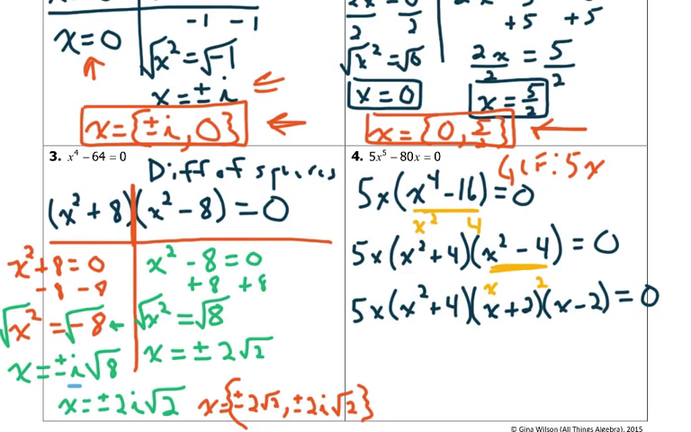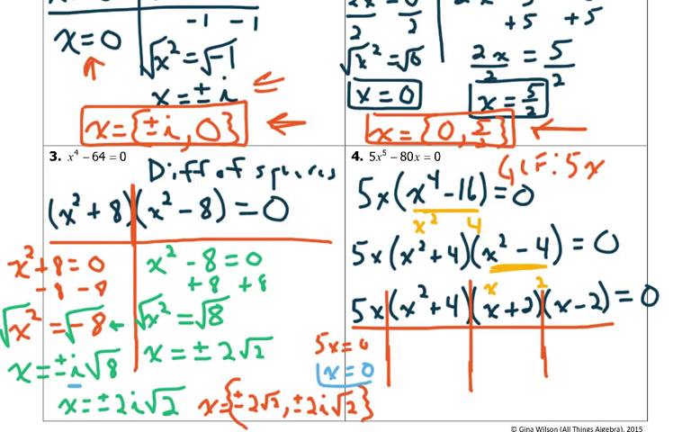Now, if you notice this, let me use a different color here. We have 1, 2, 3, 4 different factors that we need to set equal to 0 and solve. Kind of running out of space here, I'll do my best. The first one is 5x equals 0. We divide 5 to both sides, and we end up getting x equals 0 for the first one.